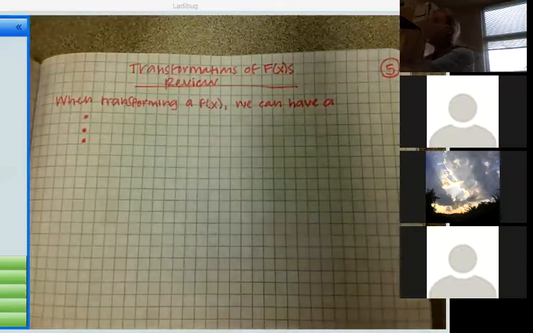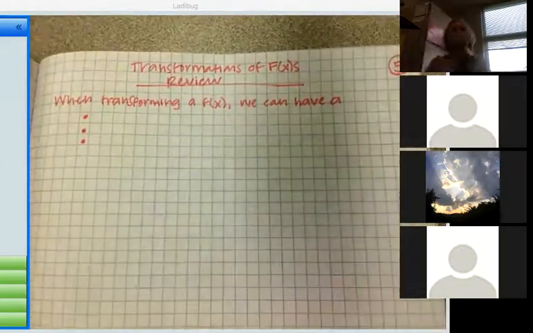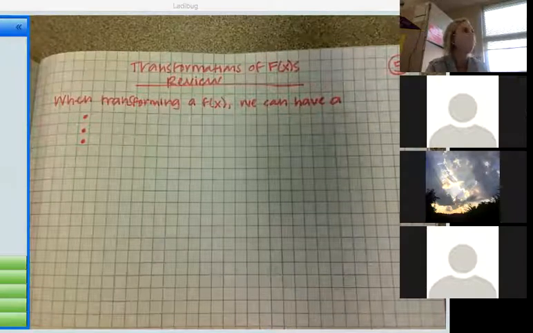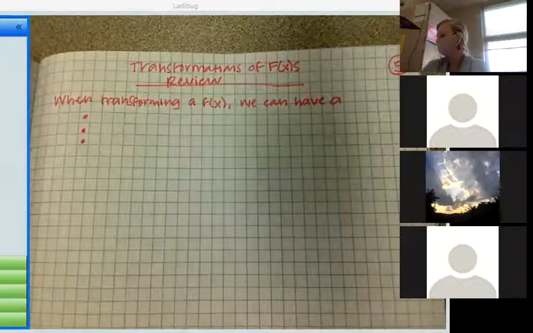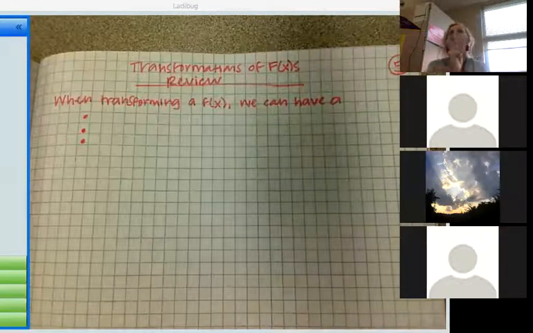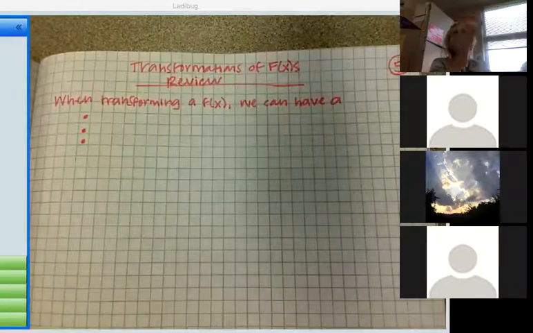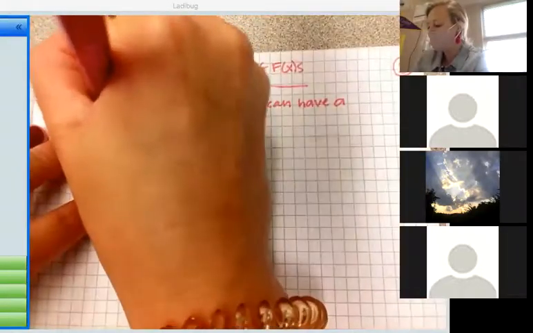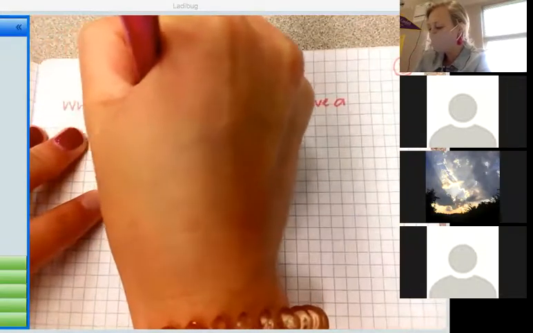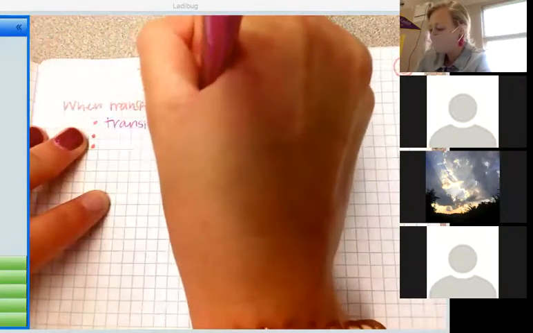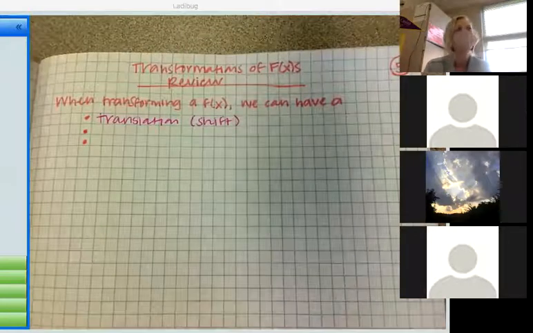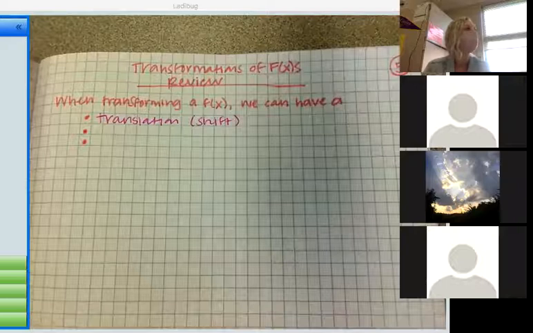So when transforming a function, we can have a blank, blank, and or blank. What are your different kinds of transformations you learned about in math 2? Okay, that's with shapes, not with functions. We can't rotate a graph. A shift, I love that. So that's called a translation. Extra credit, Brody, good job. What else can we have besides a shift?